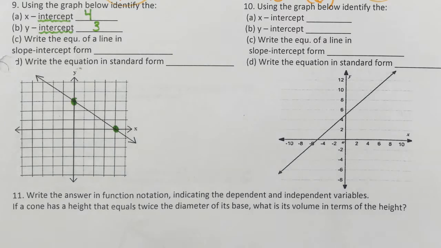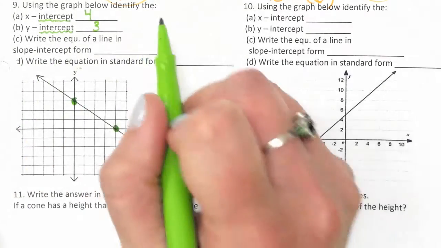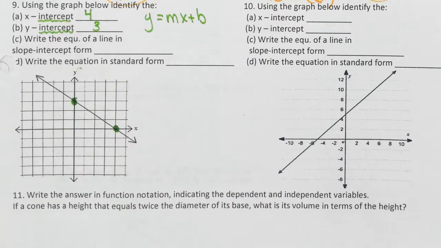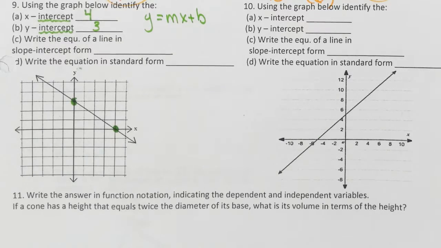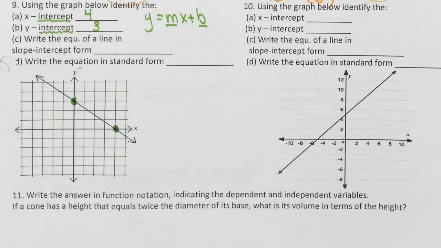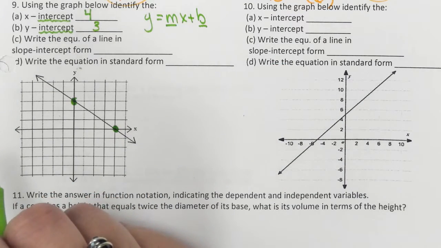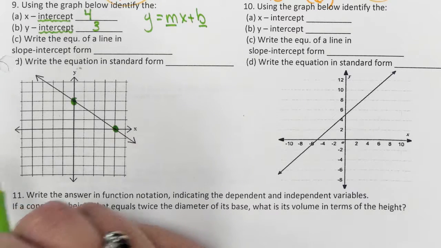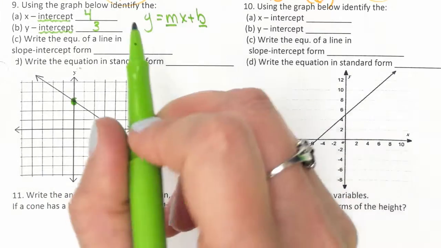All right, what about slope-intercept form? Do you remember that? So what are those letters standing for? What are the 2 letters you need out of that? M and B. And what's the M stand for? What word? Slope. Yep. And what is slope? Something over something. Rise over run.